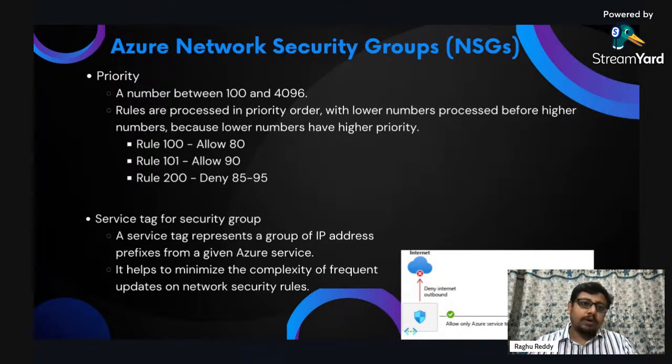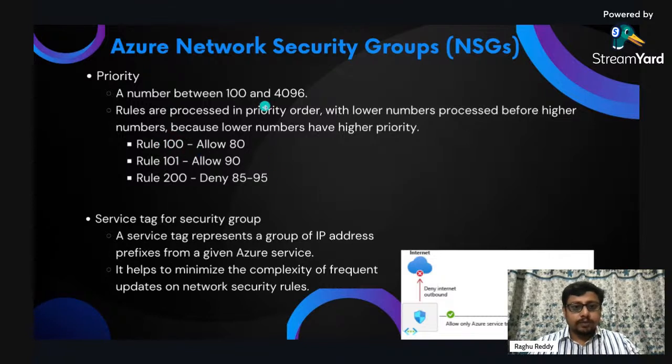parameters. The one very important parameter is the number between 100 and 4096. So what is this number between 100 and 4096? It's a priority number. When you add a specific rule, you need to give a priority number. Can I give 1 or 2? No, Azure starts with 100 and ends with 4096. So what happens with this? Rules are processed in priority order only, with the lower number being processed before the higher.